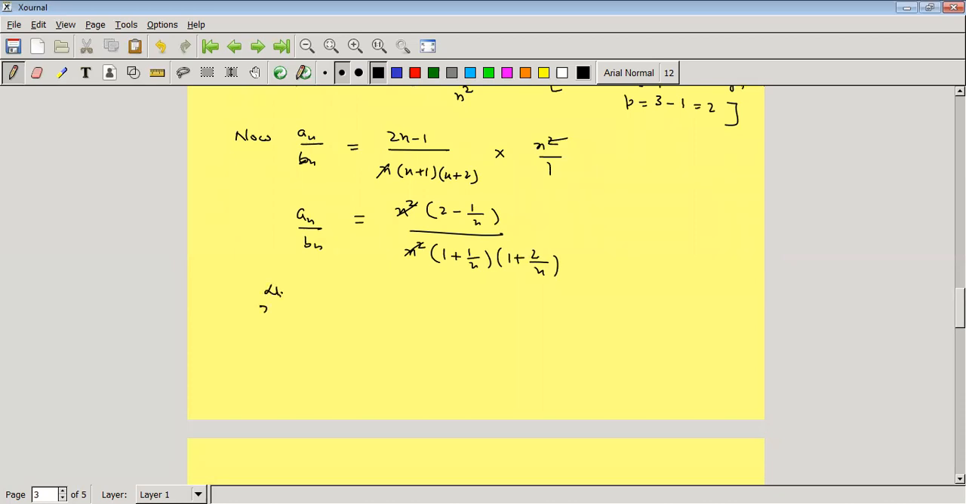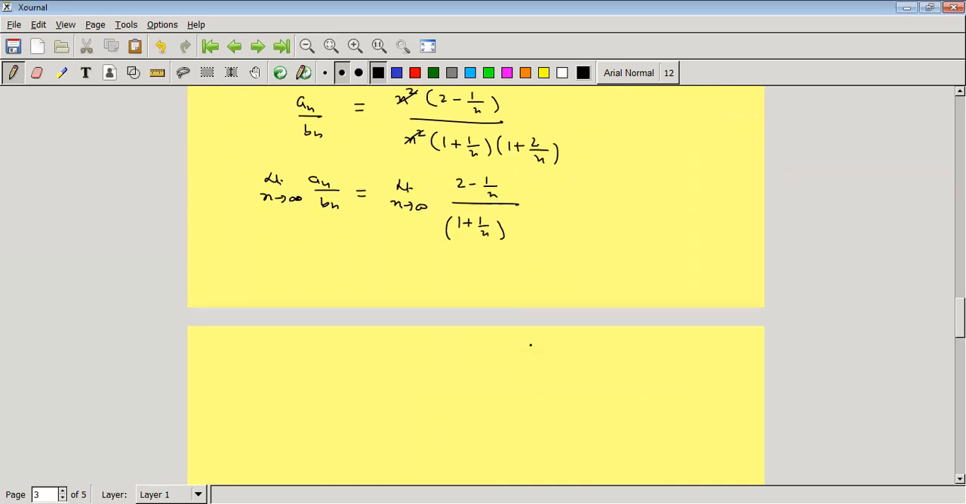Now we apply the limit. Limit n goes to infinity, An upon Bn, that is limit n goes to infinity, 2 minus 1 upon n divided by 1 plus 1 upon n into 1 plus 2 by n. And that is 2 minus 0, when n goes to infinity 1 upon n goes to 0, divided by 1 plus 0 into 1 plus 0. So that is equal to 2.